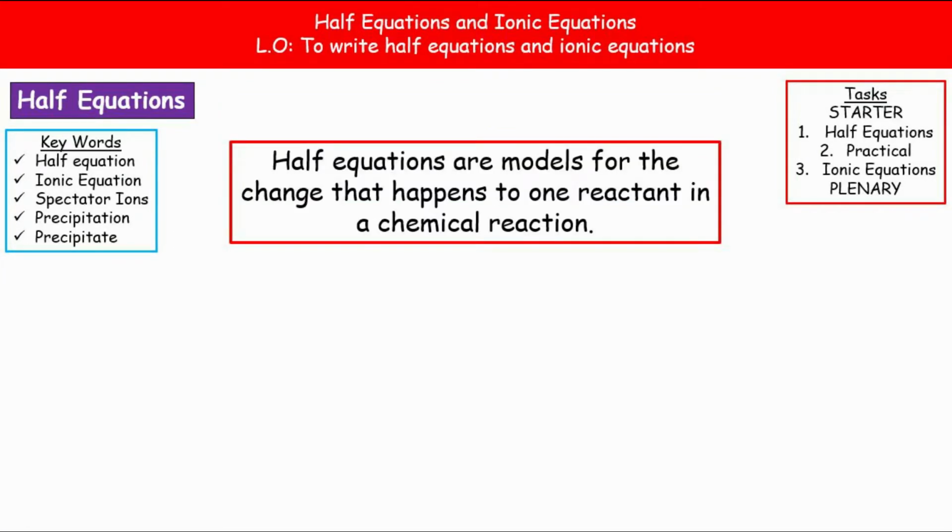The first thing we're going to do is have a look at half equations. Now, when we talk about a half equation, what we're referring to is a model for a change that happens to one reactant in a chemical reaction. So rather than looking at the entire chemical reaction, we're going to focus on just a single reactant and then see what happens to that one. So write that definition down in your books first of all.